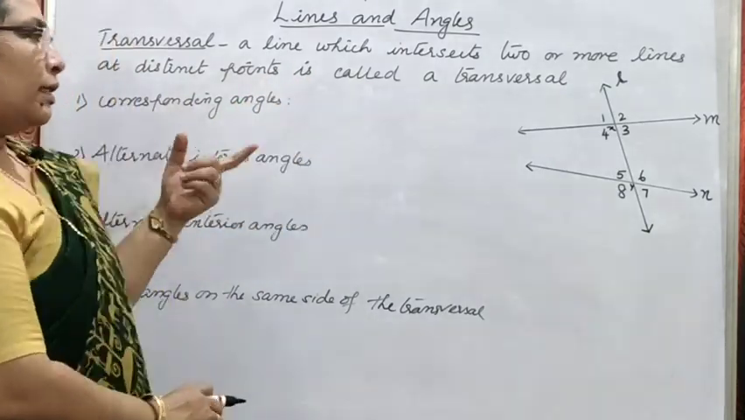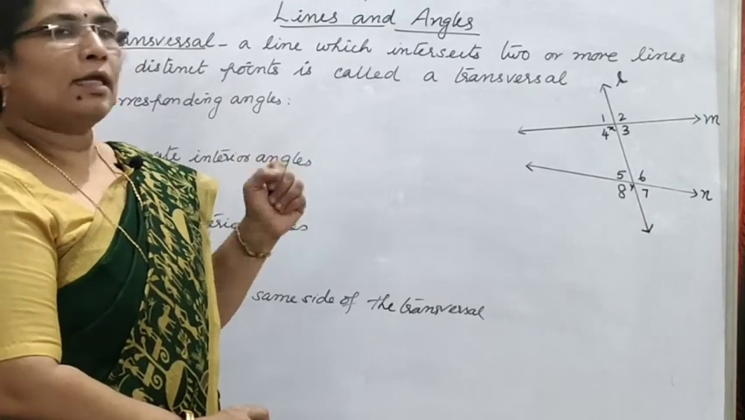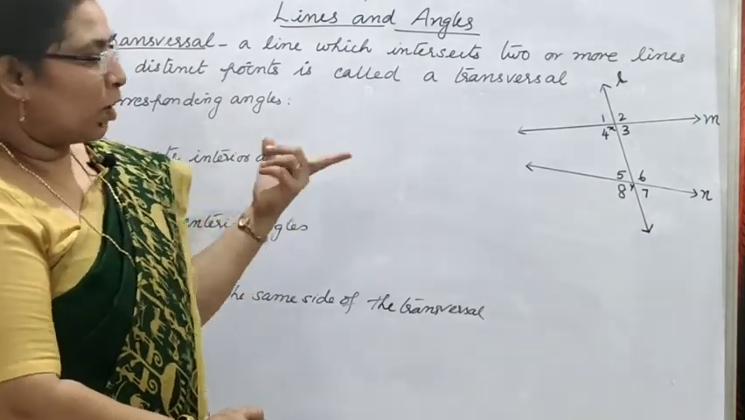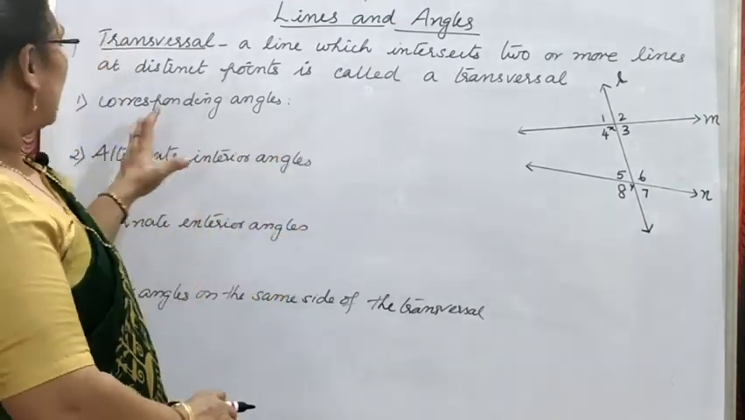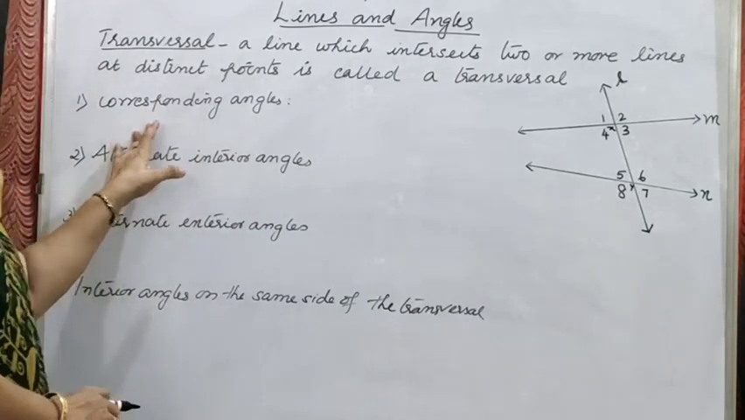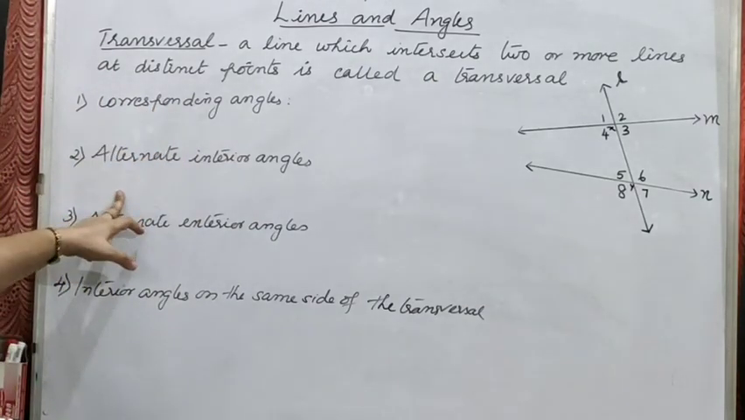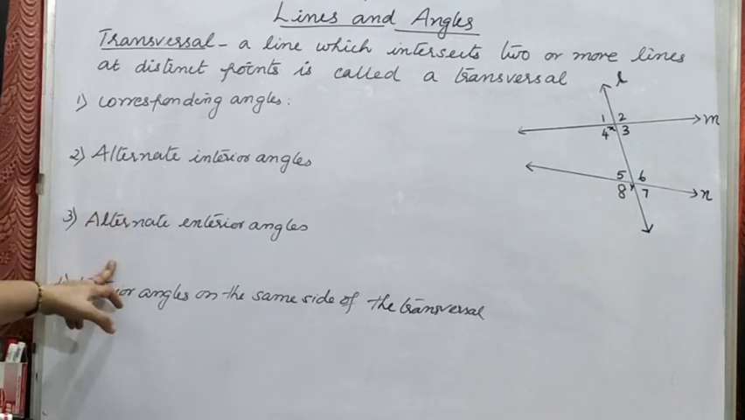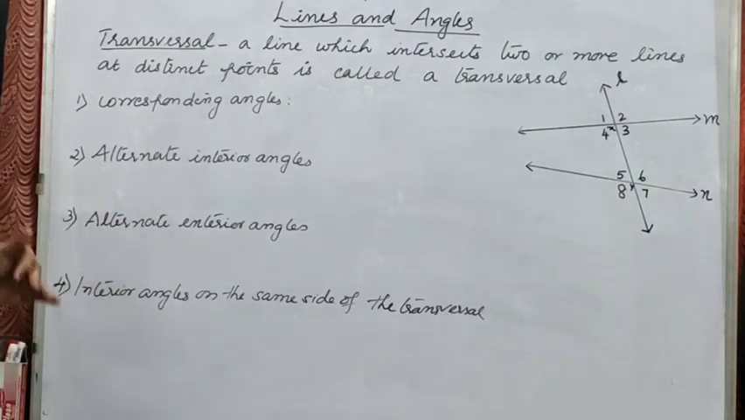Now while cutting the line, you can see that 8 types of angles are formed. We already marked them in the diagram. The names you are already familiar with: corresponding angles, alternate interior angles, alternate exterior angles, interior angles on the same side of the transversal. So first we will learn which are the interior and which are the exterior angles.